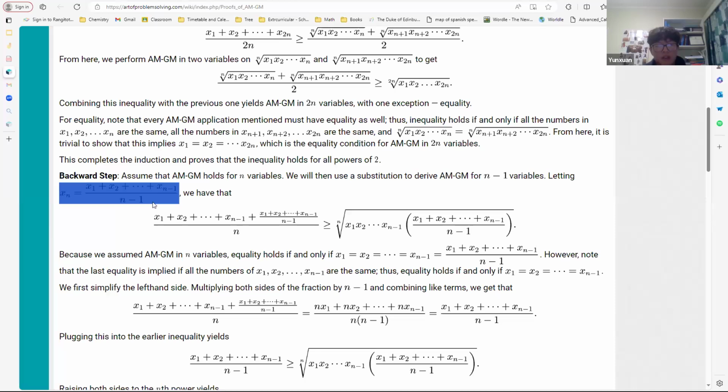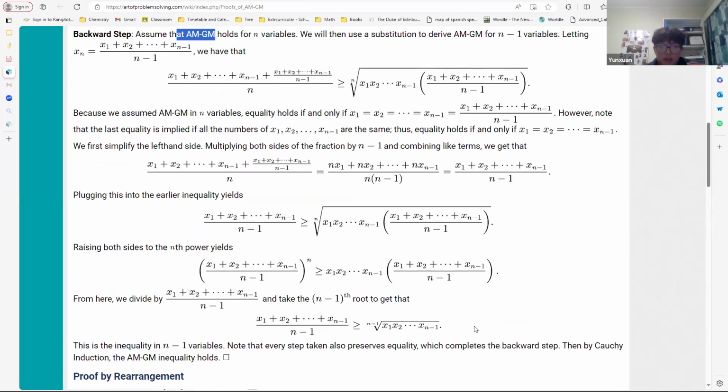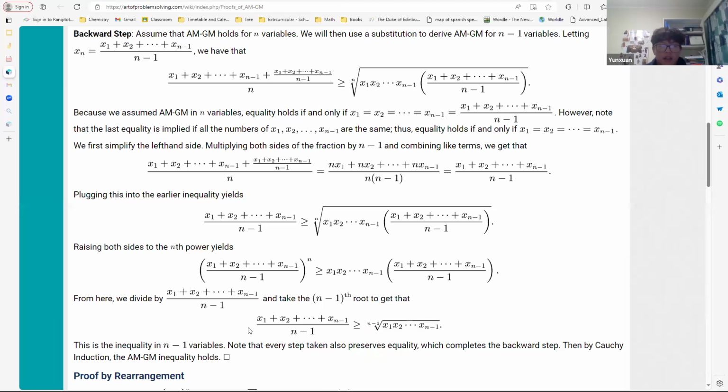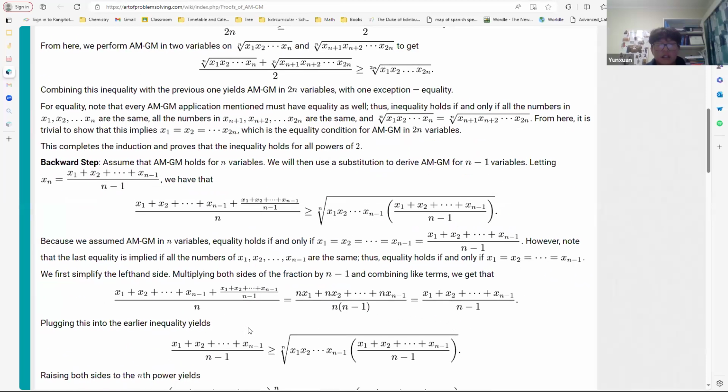So the key step in the backward step is to let xn equal (x1 plus dot dot dot plus xn minus 1) divided by n minus 1. So why would this be the key step? Because it links n to n minus 1 by basically transforming the whole inequality to just the n minus 1 case. So let's see how it does that.